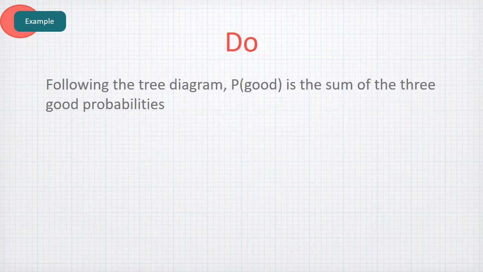So for this, we need to follow the tree diagram, and we need to find the probability of good. That's going to be our hardest one. Now, when we look at the tree diagram, we're going to see that good is in 3 entirely different places. So I'm going to remind you how to find the probability of good given that it's in 3 different locations.